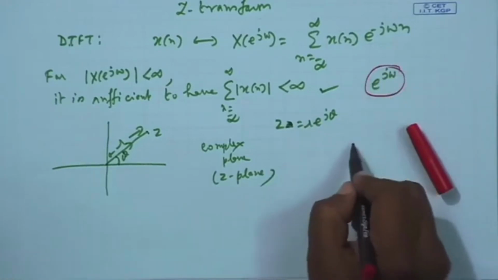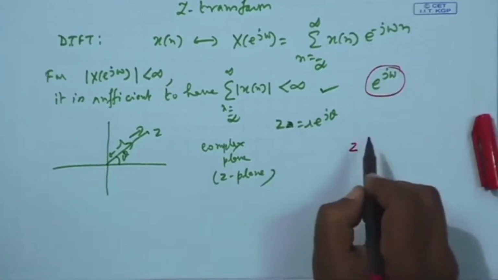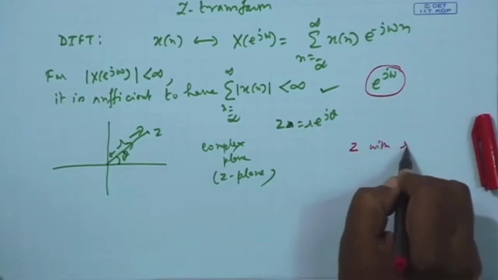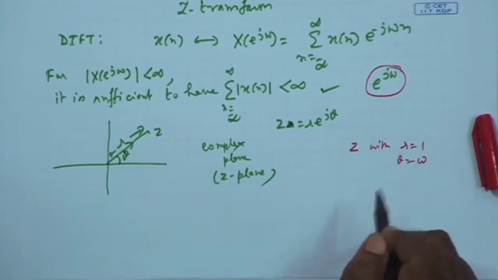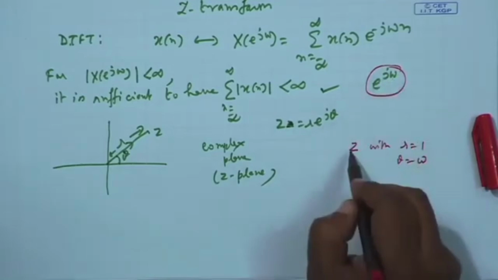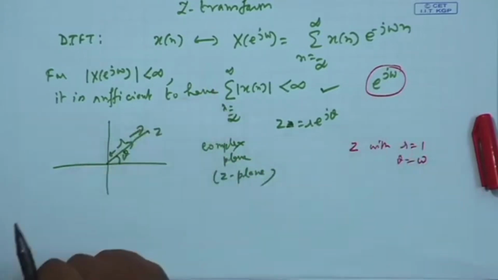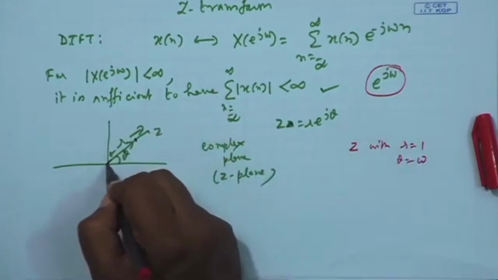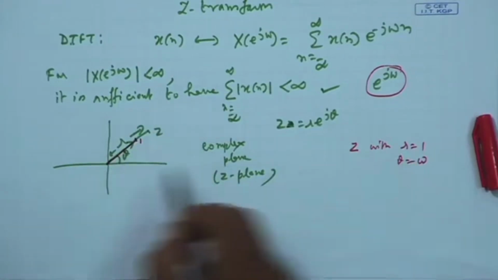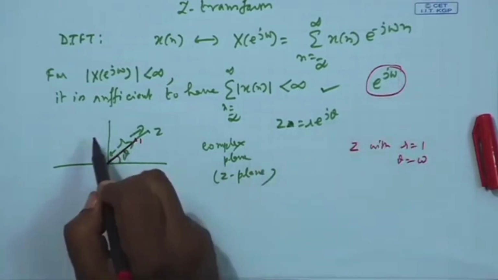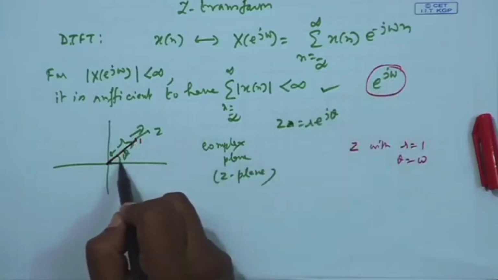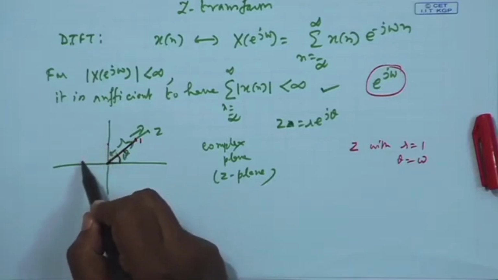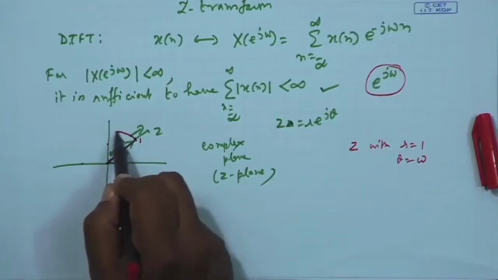What is this? This is Z, with r equal to 1 and theta equal to omega. So, e to the power j omega is a special case of Z, where the magnitude part is 1. So, this could be 1 and theta is the given omega. So, that means, depending on the omega you have, omega can be 0 and it can go up and then become 90, then 180 and like that, but magnitude will be always 1.